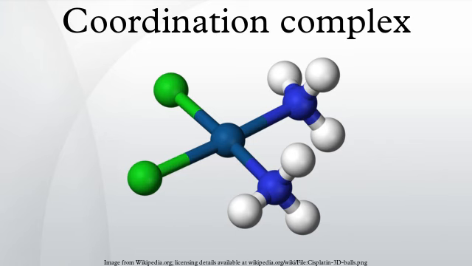Write the name of the central atom or ion. If the complex is an anion, the central atom's name will end in -ate, and its Latin name will be used if available. If the central atom's oxidation state needs to be specified, write it as a Roman numeral in parentheses. Name the cation then the anion as separate words.